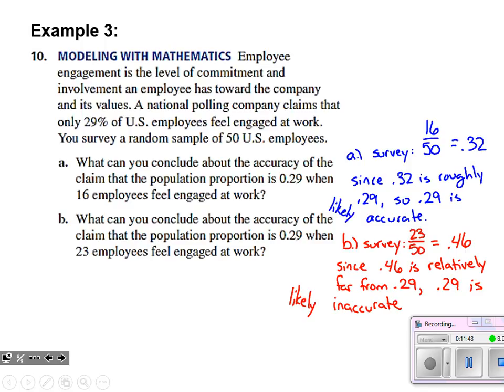Maybe we have a company where a higher majority of its workers feel engaged at work than in other companies. So that word likely kind of helps safeguard our answer. But we're still comparing our survey results to the results of this big national polling company. Is it close or is it not?